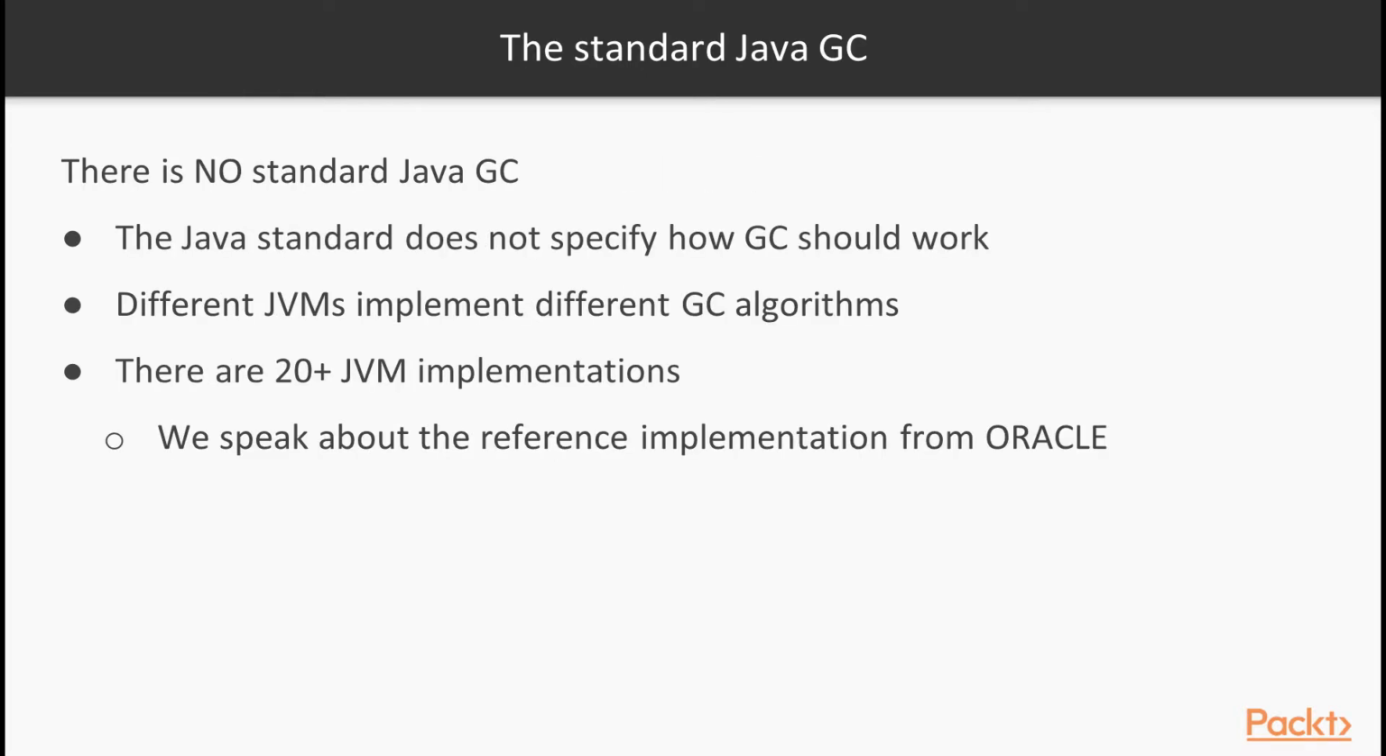When we talk about garbage collection, it's very important to mention that there is no standard Java garbage collection. The Java standard itself, so the language, does not specify how garbage collection should work. The different Java virtual machines implement different garbage collection algorithms, and there are more than 20 different JVM implementations. So when we are talking about Java 9 and G1, then we are not talking about the Java language, but we talk about the reference implementation from Oracle.